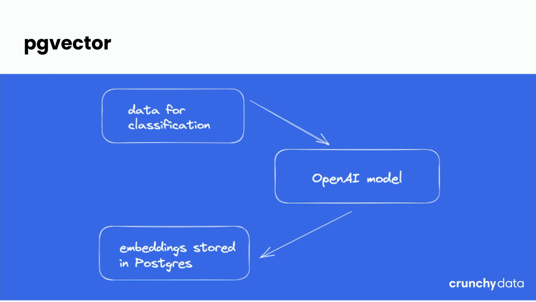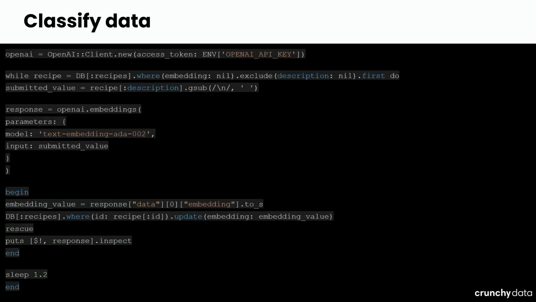We take the data for classification, which is going to be the description of the recipe. We're going to run it through an OpenAI model and get back a bunch of embeddings. To do this, we used an OpenAI Ruby gem where we connected to the OpenAI client through an access token. We submitted each of these descriptions into the client, got back these embeddings, and then wrote them back into the database to correlate them with the data that we had stored previously. And this now gives us the ability to gain some insights about our data.